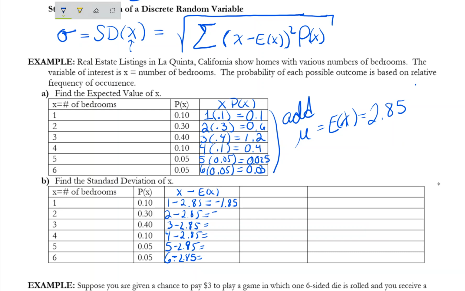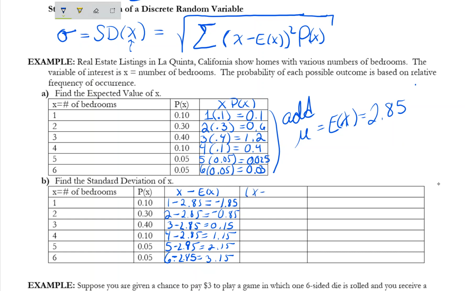Anyway, if you do these subtractions, you'll get negative 0.85 for this one, and then 0.15. That's the first one that's going to come out positive, and then 1.15, 2.15, and then 3.15. Cool. So that was the first step. Now I have to take that and square it.